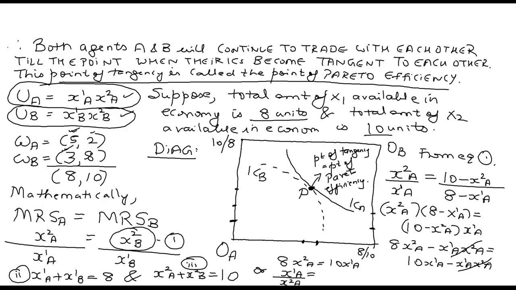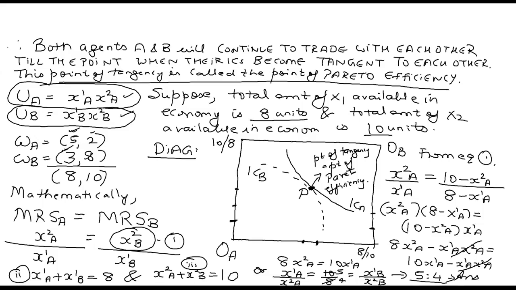I can write X1A upon X2A is equal to 10 by 8, and X1A by X2A is also equal to X1B by X2B, which is 5 by 4. That means the allocation will be Pareto efficient if both the agents are consuming goods in the ratio of 5:4. So this is my answer mathematically.